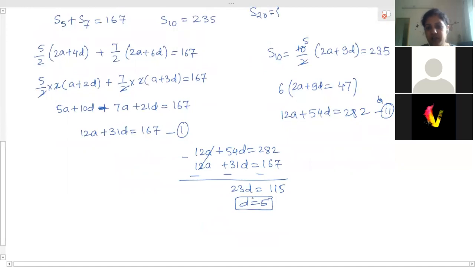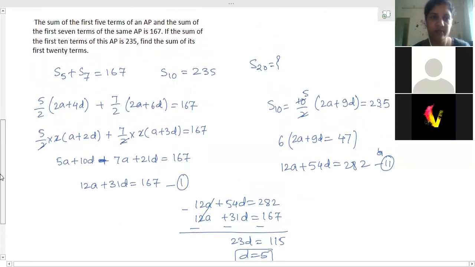Substitute in any one of the equations to get the value of a. And then a and d you got. Then find the sum of 20 terms. Will you do further? Yes, ma'am.